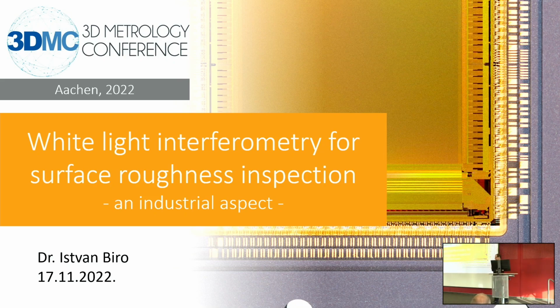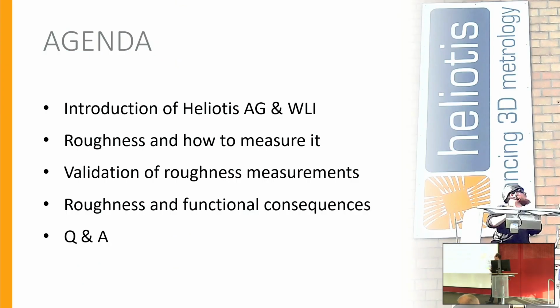Hello everyone, welcome. So today we are going to talk about white light interferometry, and we are going to take the approach of how to measure roughnesses with it, and we will mainly focus on an industrial aspect. So this is the short agenda. After a brief introduction, we'll go around to see what roughness is, how to measure it, and then how to validate the measurements. And how to link roughness parameters to actual functional properties, what you want to achieve in the factory actually.